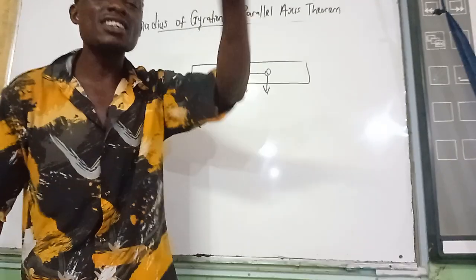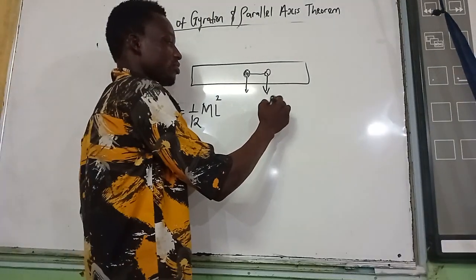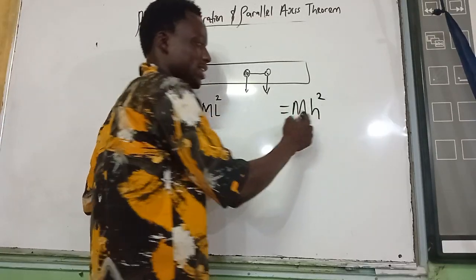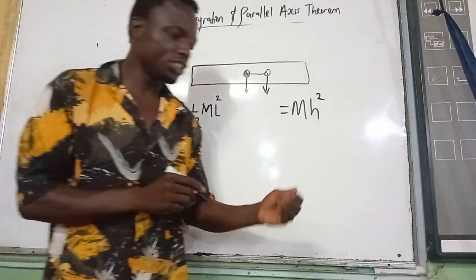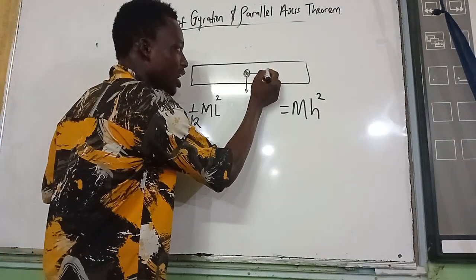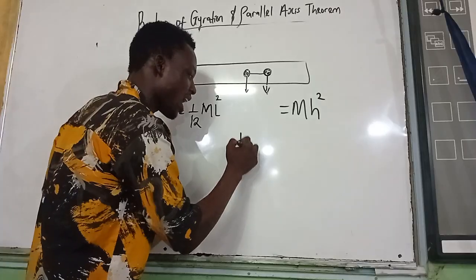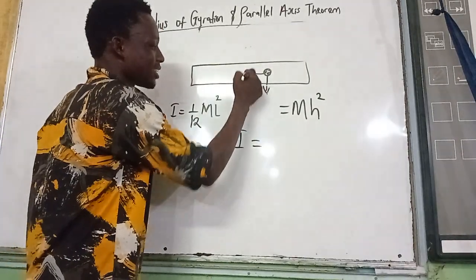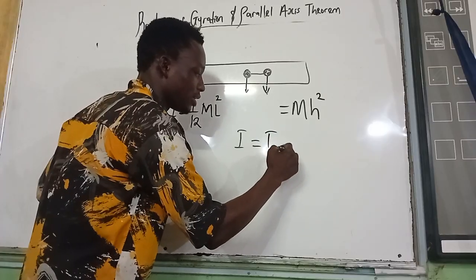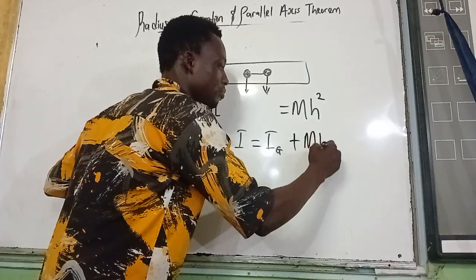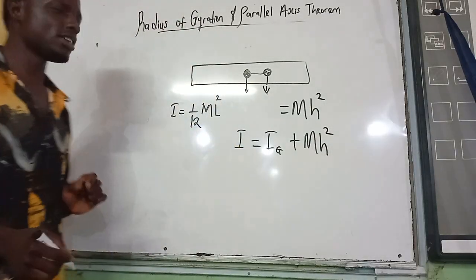Now that increase in moment of inertia is known as what? mh squared. That change is this guy. So now the moment of inertia about the new point, I, is going to be the moment of inertia about the center, let's call it Ig, plus mh squared. I hope this is clear.